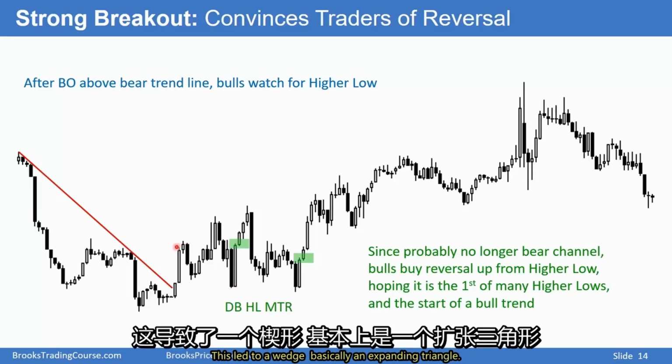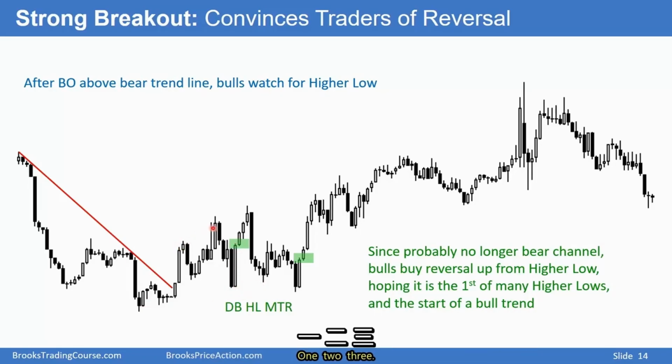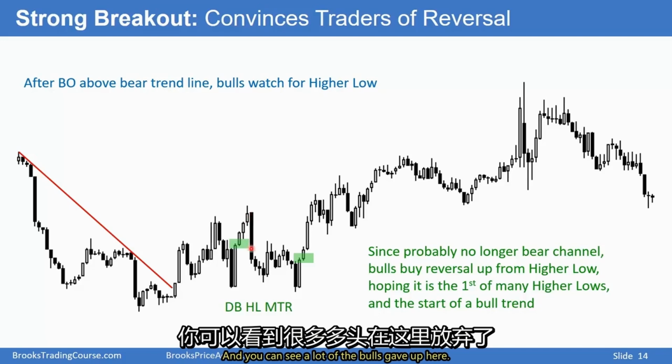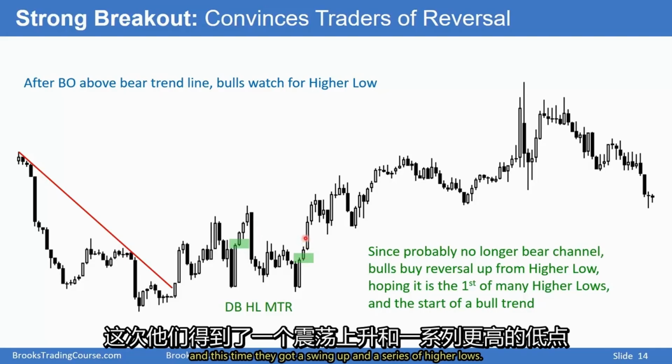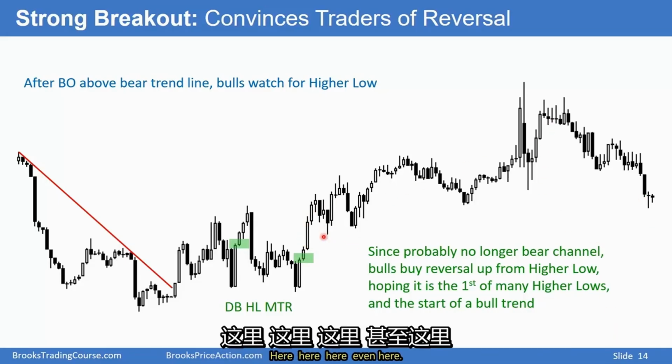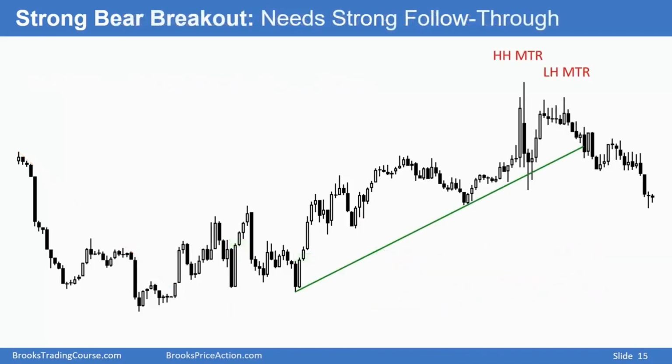This low is above the bear trend low, just as this low is above the bear trend low. This led to a wedge, basically an expanding triangle, 1, 2, 3. And you can see a lot of the bulls gave up here. They bought again here, and this time they got a swing up and a series of higher lows. Here, here, here, even here. We have a bull trend.